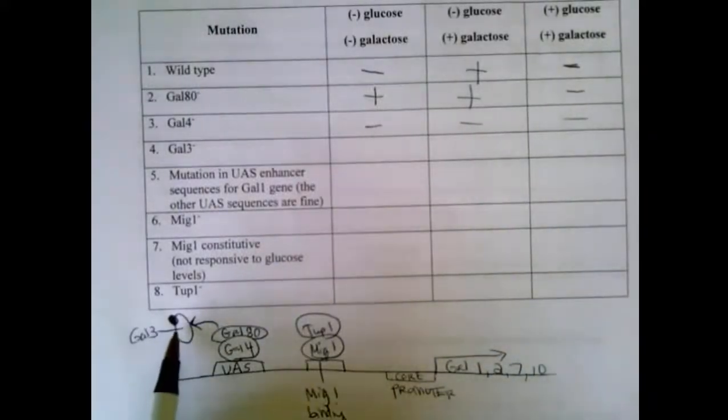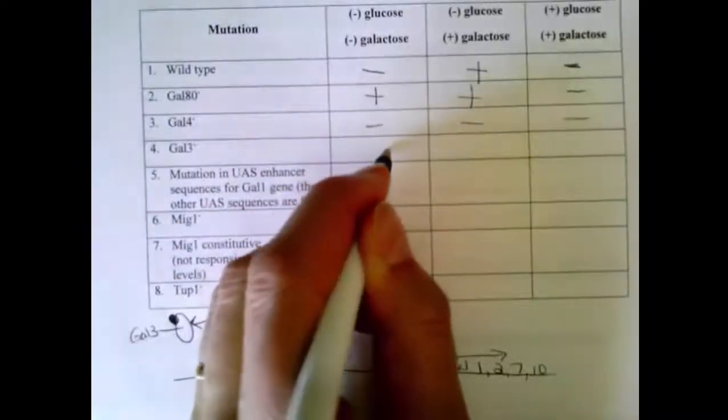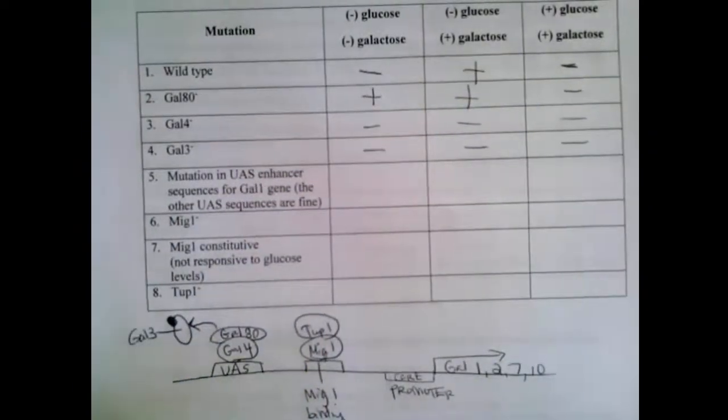What if you had a GAL3 mutant? You actually don't have the thing that would be able to respond to galactose in this case. The result of that would be that GAL80 would always be binding to the GAL4 protein, and it would always be inhibiting it. And so here you would also be negative all the way across.